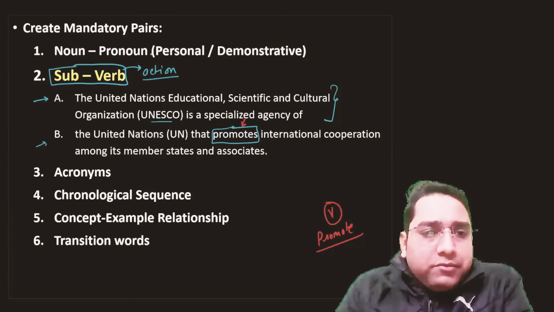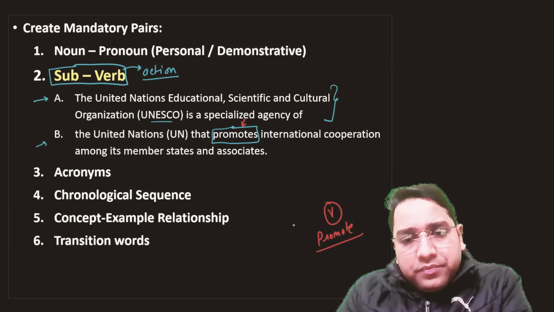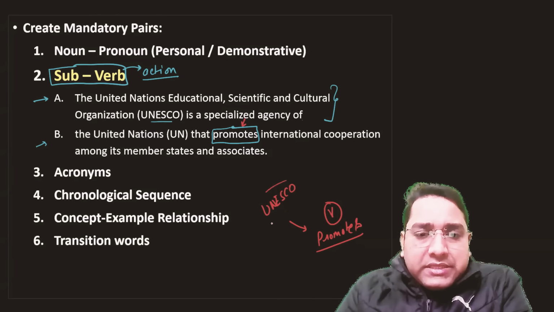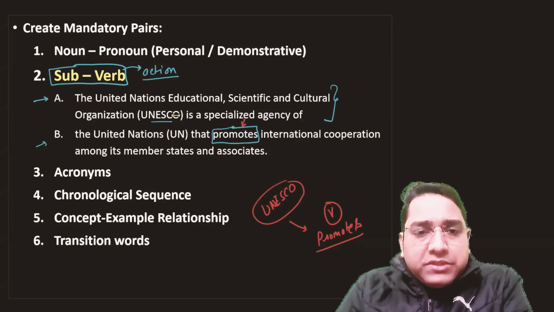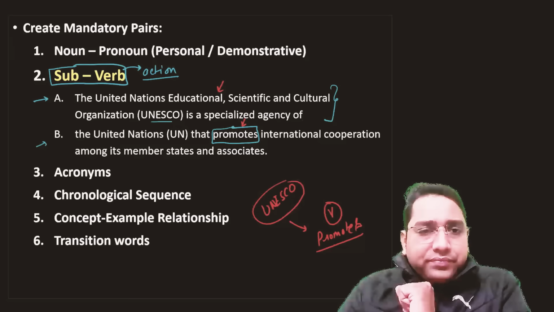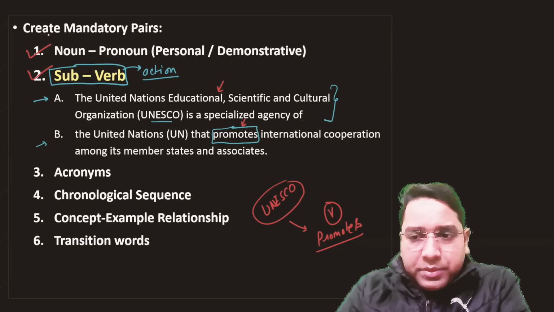Can you please tell me for what this is used? Not UN, it is used for UNESCO. Correct? UNESCO promotes. So you can see first the subject was given, that first line, right? And then the verb was given. I hope it is clear. So noun pronoun relationship, subject verb relationship. I hope it is clear.